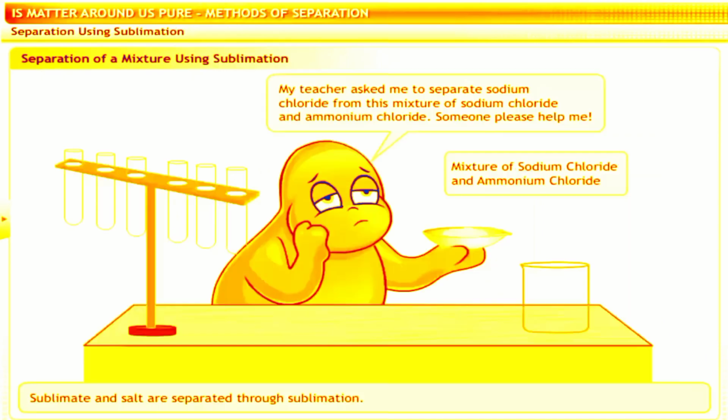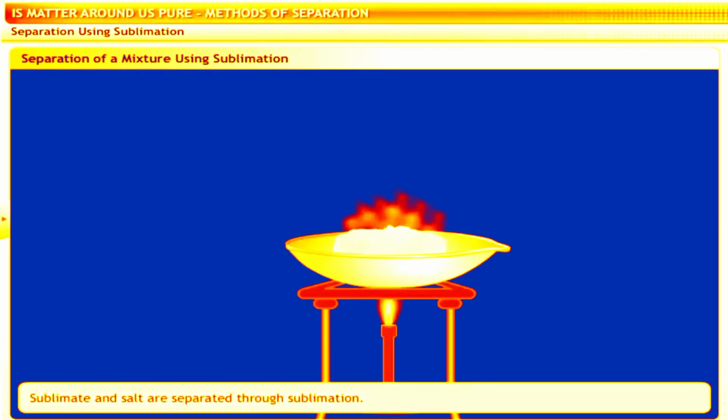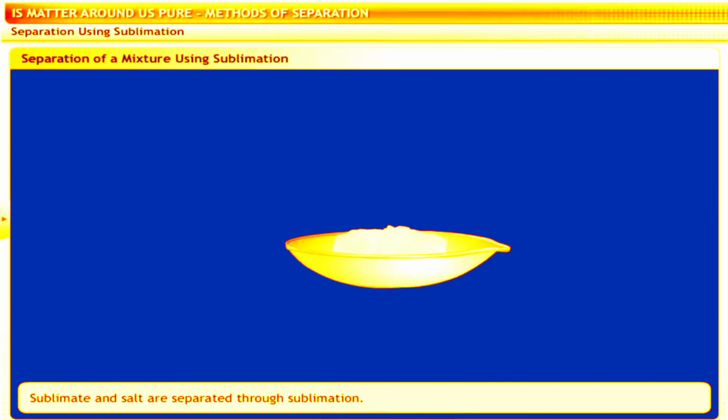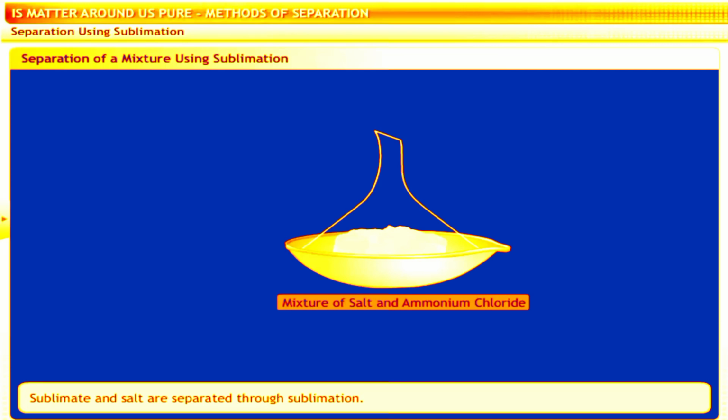Great idea. My teacher asked me to separate sodium chloride from this mixture of sodium chloride and ammonium chloride. Someone please help me. Ammonium chloride changes directly from the solid to the gaseous state on heating. This is known as sublimation. So, to separate a mixture that contains a salt and a sublimable solid, such as ammonium chloride, you can use the process of sublimation. Take the mixture in a china dish and cover it with an inverted funnel fitted with a cotton plug.